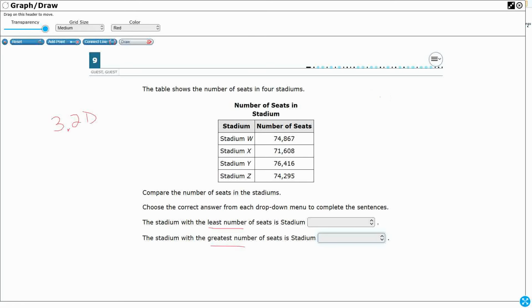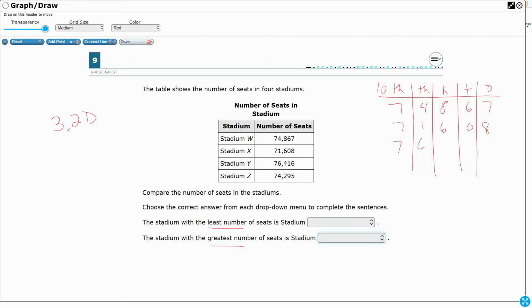So let's go ahead and just make our place value chart here. Let's just put our numbers in there. So this is going to be my 10,000s, my thousands, my hundreds, my tens, my ones. So 7, 4, 8, 6, 7, 7, 1, 6, 0, 8. I want to make sure that we are writing this down, even though this is a digital test. This is one we want to write down because we can easily line them up like this, and make sure we're doing everything.